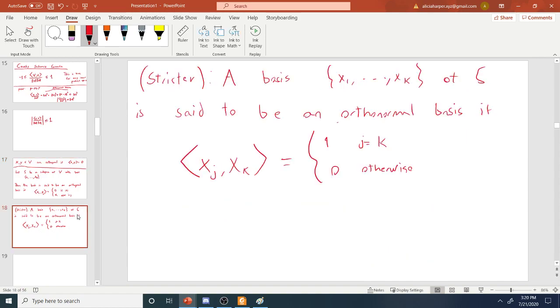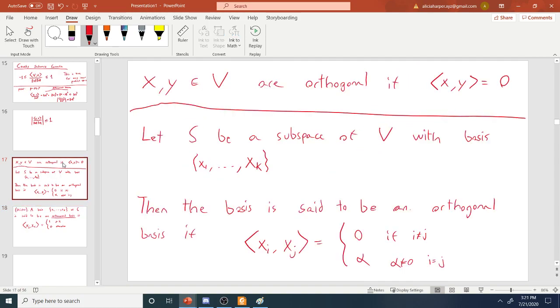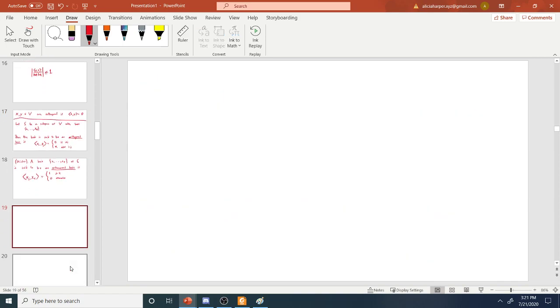For an orthonormal basis, what you require is that the inner product is equal to 1 if j is equal to k. So it's a more specific version of the last one. These are basically the two most important notions of this chapter, and we're going to study them at length for the rest of today. Here is the first thing I want to note: I want to give some examples of this.